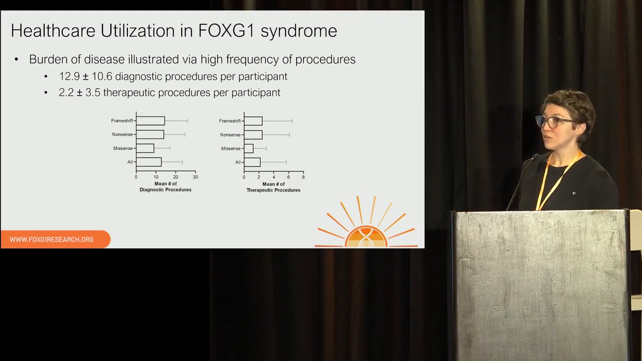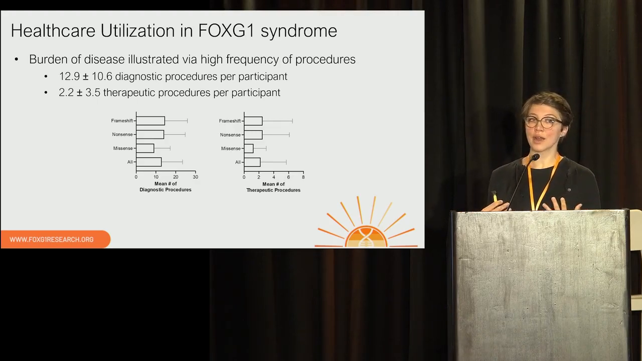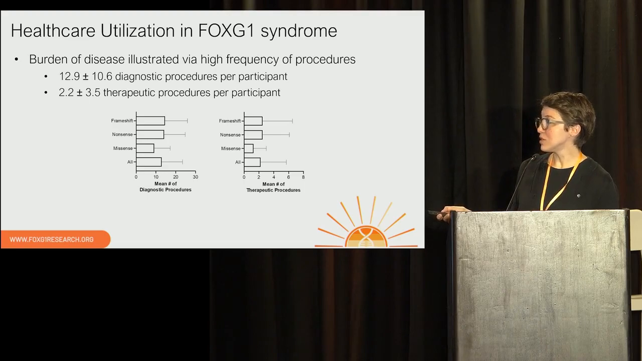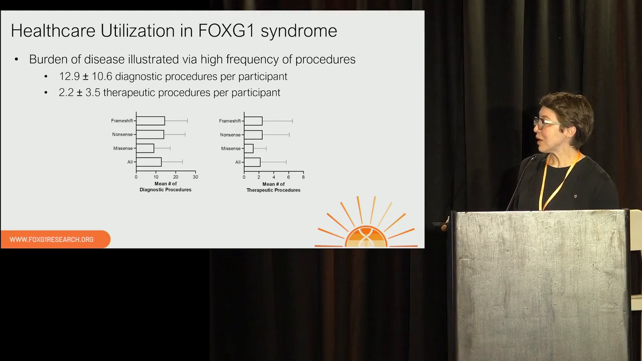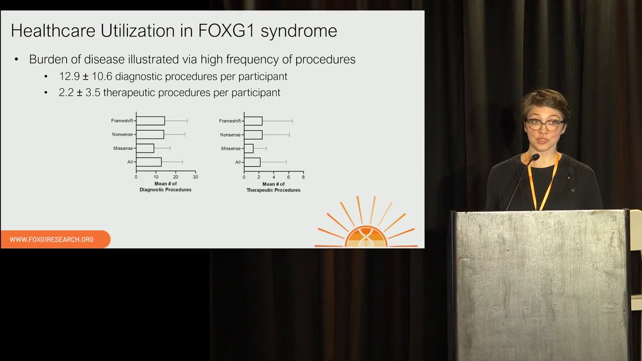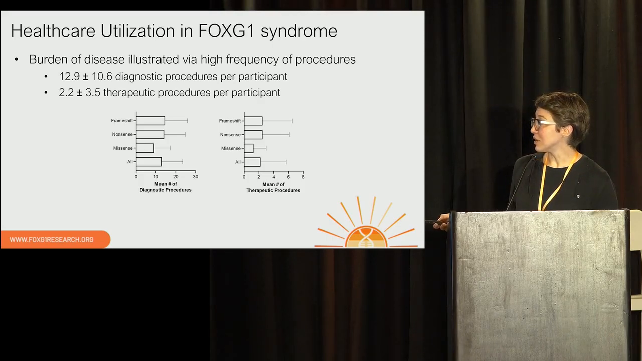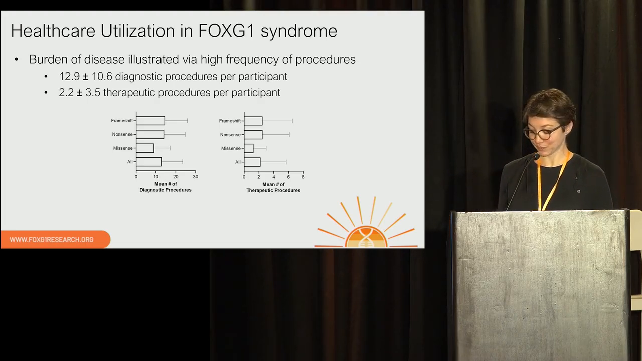And then lastly, we also looked at interactions with the healthcare system. So this first is showing the number of procedures, either diagnostic procedures like an EEG or a brain MRI, and also therapeutic procedures like a surgery or an injection, for example. And on average, we saw that each individual had about 13 different diagnostic procedures done, and there was also an average of about 2 therapeutic procedures done per participant.